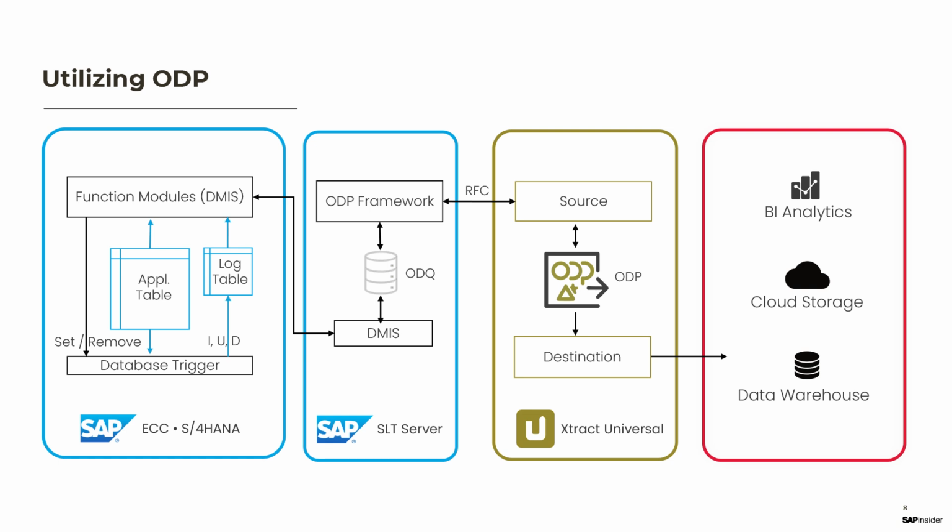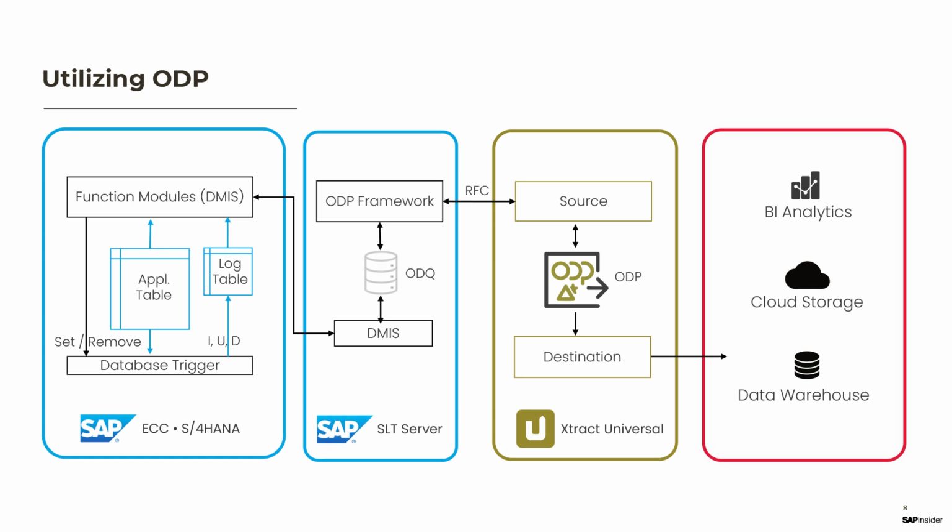And then with the SLT server and ODP framework, it tracks these changes. Any change to that table where you've set this up, and then ODP allows you to move this outside. And then the Theobald Software solution here, Extract Universal. This is an application that we've developed, and you can think of this as an SAP extract and load tool. Extract Universal will basically pull data from SAP and stream this into a target environment.